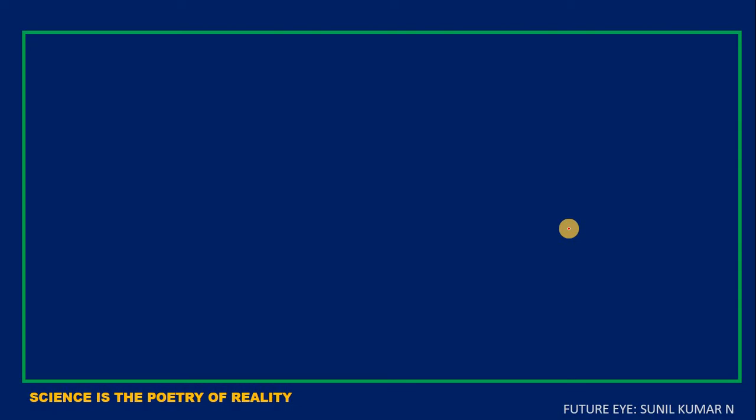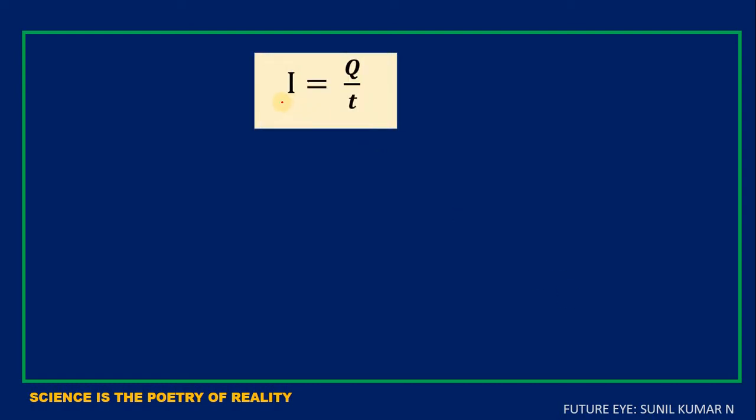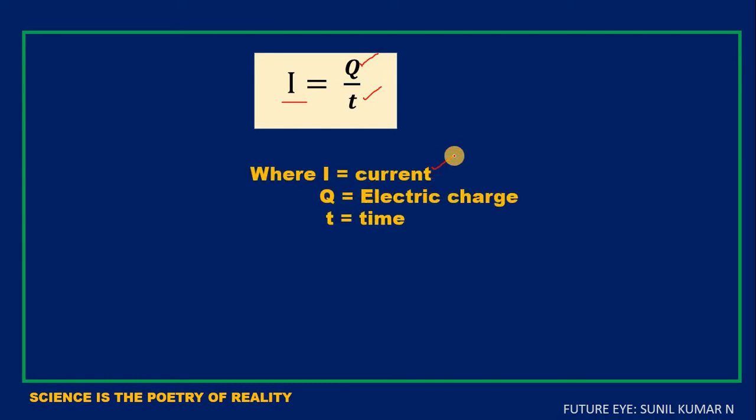Now let us talk more about electric current. A few slides back we discussed the definition of electric current. Let me remind you that the rate of flow of electric charges is called electric current. From that definition we can write a formula, that is I is equal to Q by T. Q is nothing but charge, how many charges flowed per second. T is nothing but time. Hence, I represents current, Q represents electric charge, and T represents time.